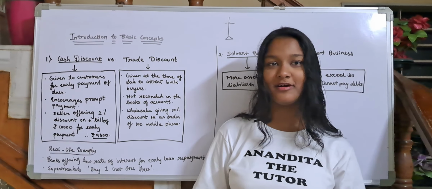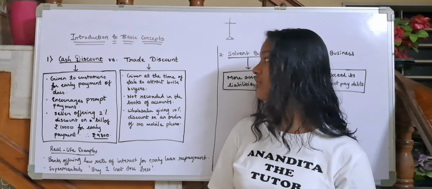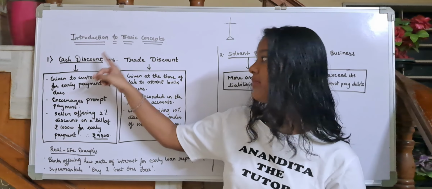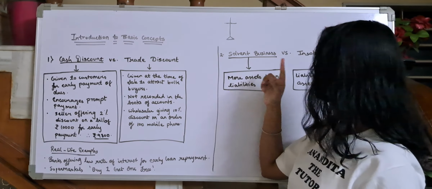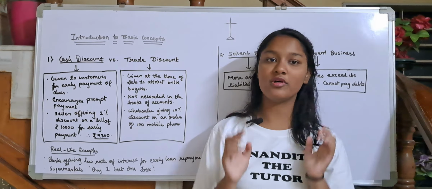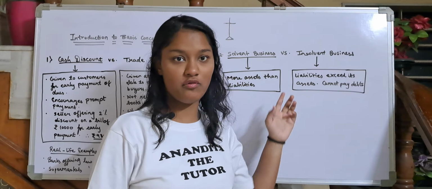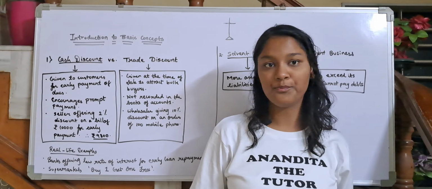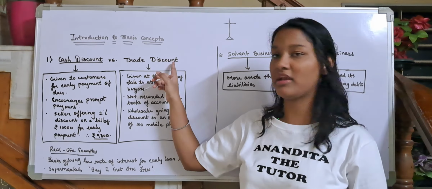Everyone, today we'll learn about another concept of accounting. There are two concepts, cash discount and trade discount, and solvent business versus insolvent business. The word versus means these concepts are opposite. So cash discount and trade discount are opposite, and solvent business and insolvent business are opposite. First, let us understand what is a cash discount and trade discount.